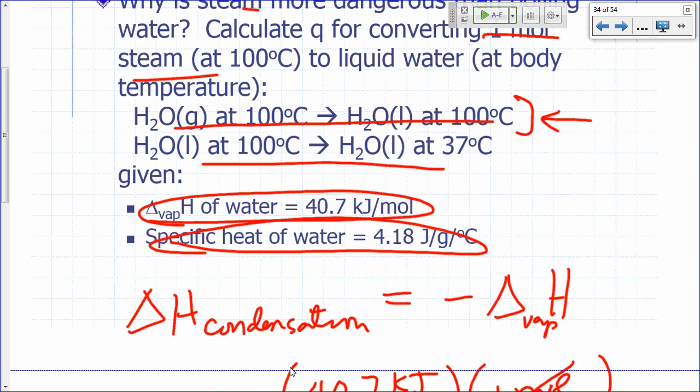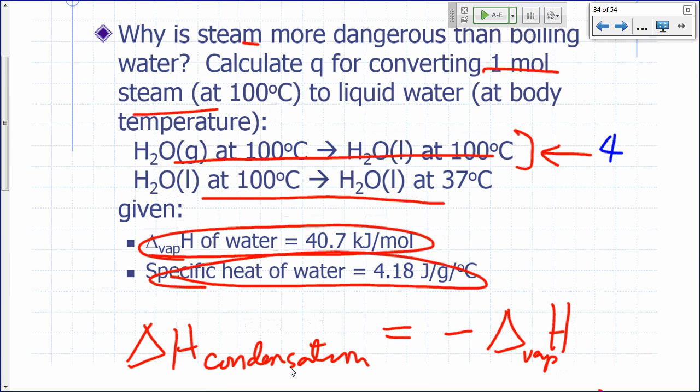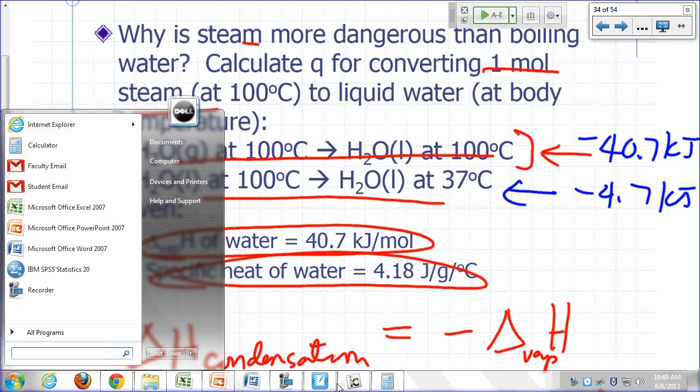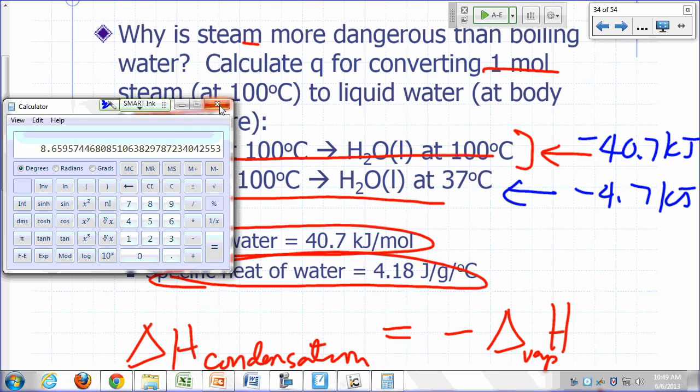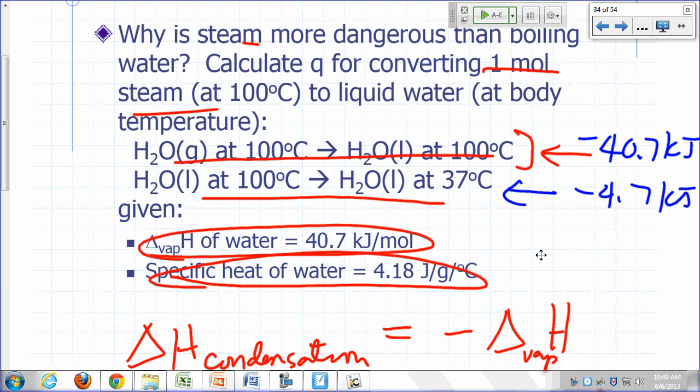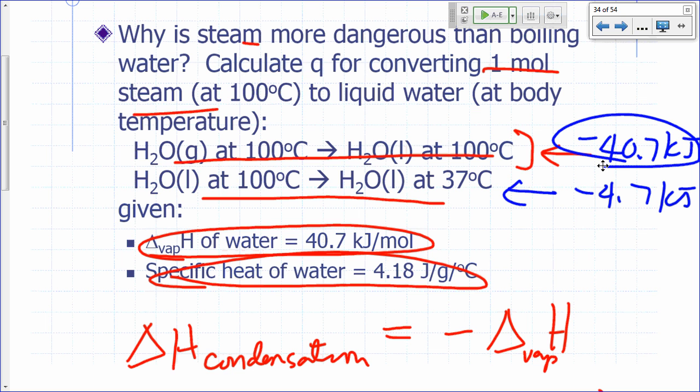So look at this comparison. This requires 40.7 kilojoules. This releases 40.7 kilojoules. This releases 4.7 kilojoules. What's 40.7 compared to 4.7? 40.7 divided by 4.7 is about 8.6. The condensation of the steam alone generates about 8.5 times more heat than the cooling of the boiling water to room temperature.